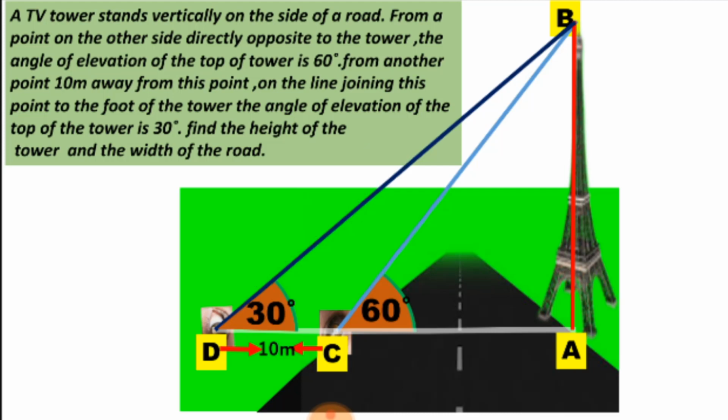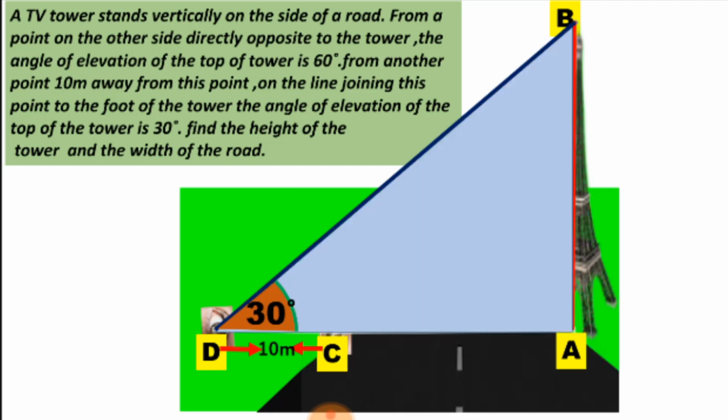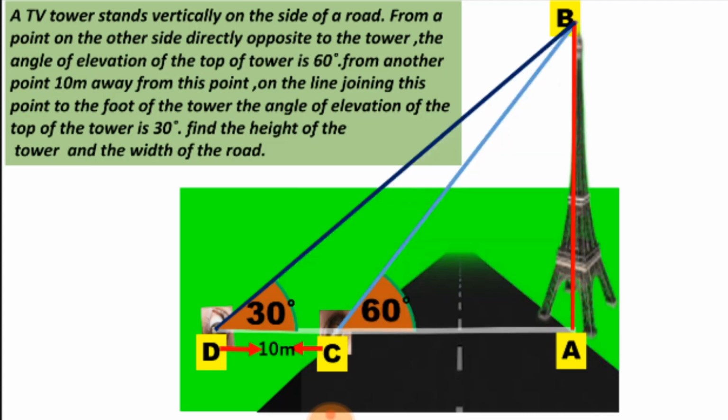Now this is the visualization of the given problem. Here we have two right triangles in this picture. The first right triangle is ABC with angle of elevation 60 degrees. The second right triangle is ABD with an angle of elevation 30 degrees. Using these two right triangles, we can find the height of the tower and also the width of the road. Let us see how to find them.